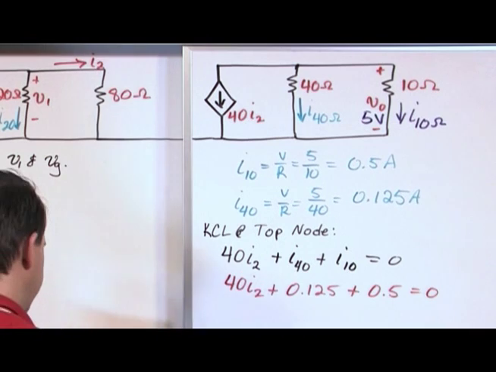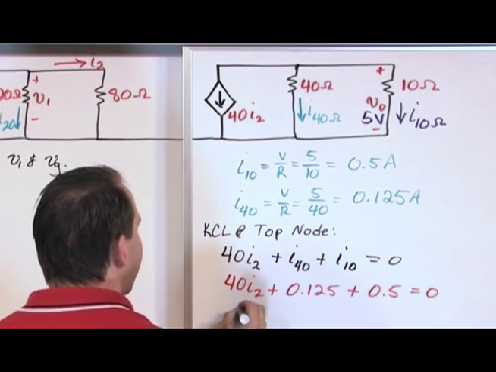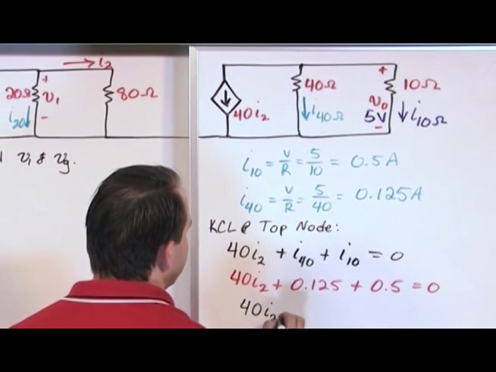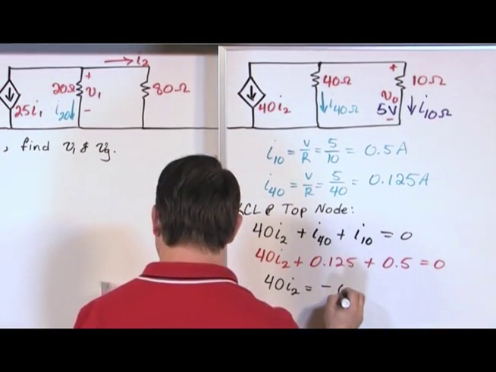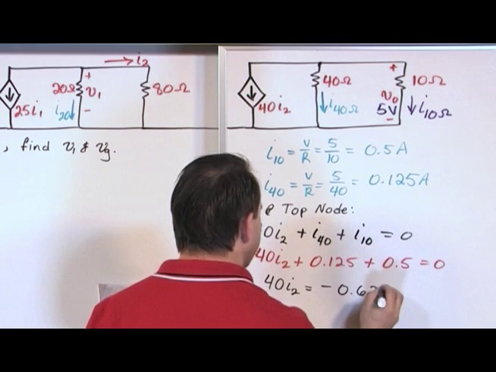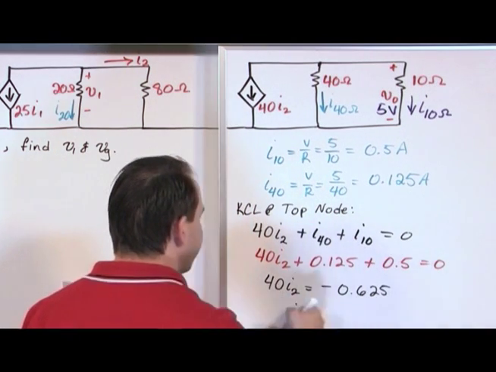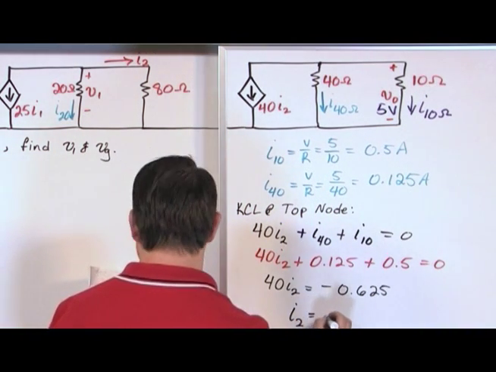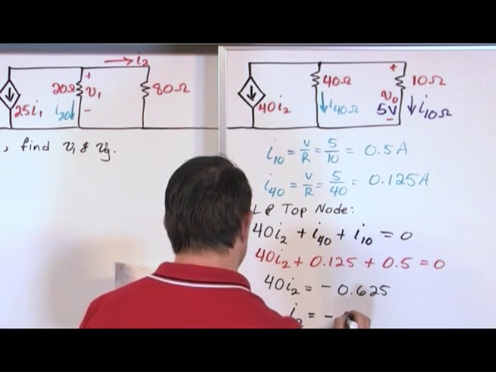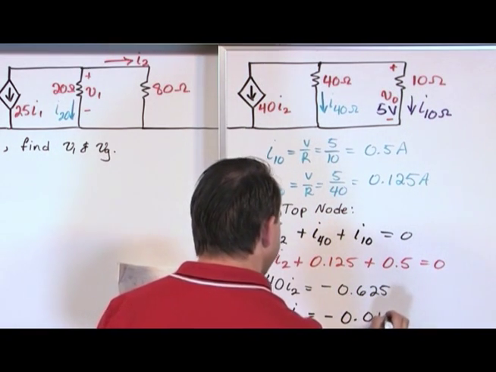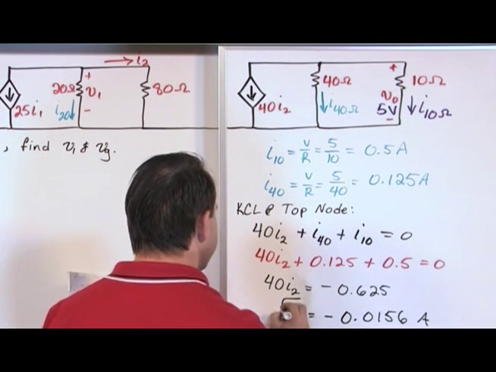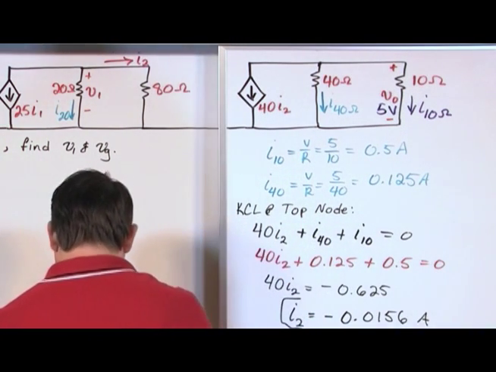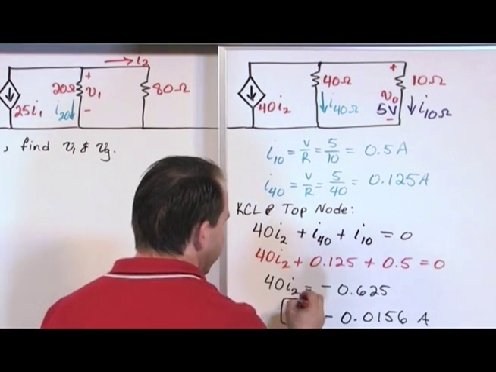All right? So what I'm going to have is 40 I sub 2 is equal to, you add these together and you move them to the other side of the equal sign, negative 0.625. And then I sub 2, once you divide by the 40, you'll get negative 0.0156 amps. This is the value of I sub 2. Let me just circle it in red here. It's not the final answer.